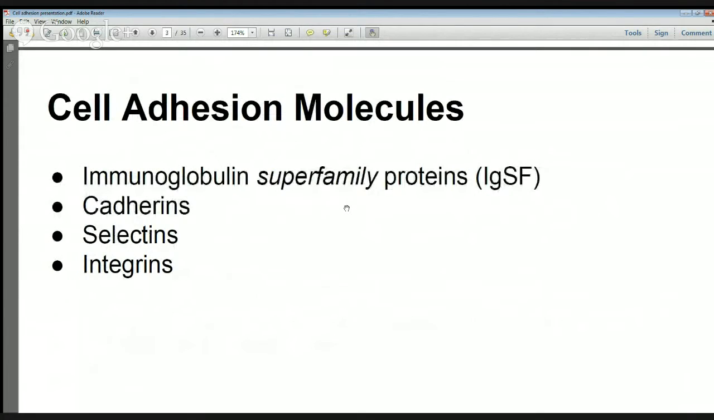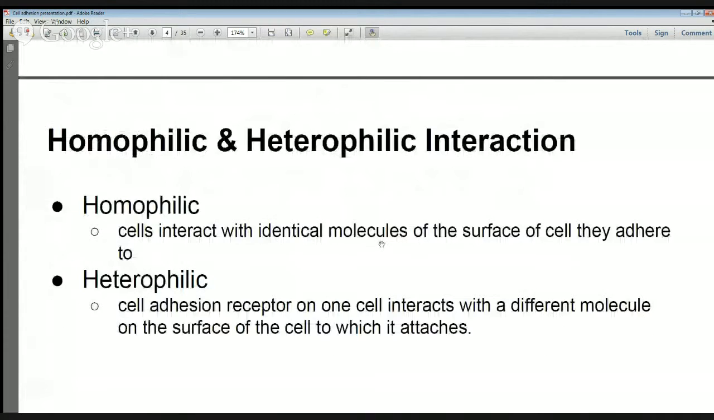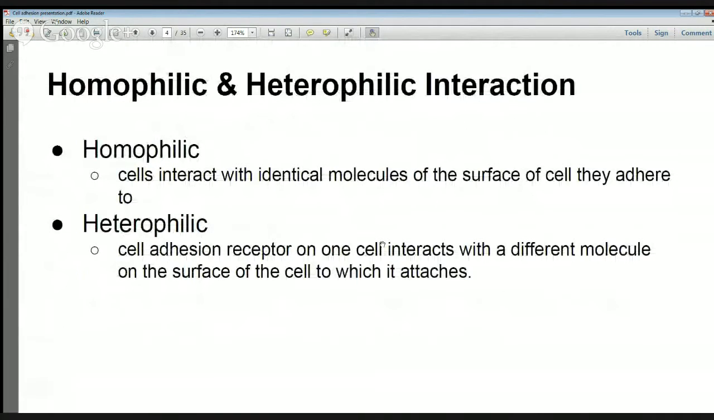These are a list of cell adhesion molecules. We have immunoglobulin superfamily proteins, cadherins, selectins, and integrins. Cell adhesions can have two different interactions. One interaction can be homophilic, which is when cells interact with identical molecules on the surface of cells they adhere to or attach to. And heterophilic interaction is when cells interact with different molecules on the surface of the cell to which they attach.